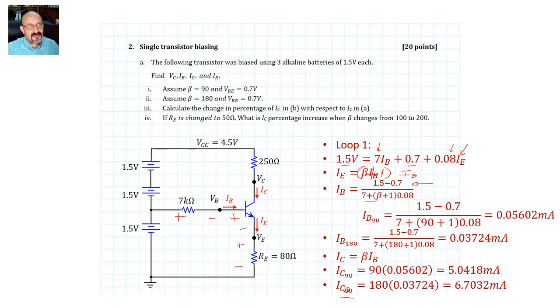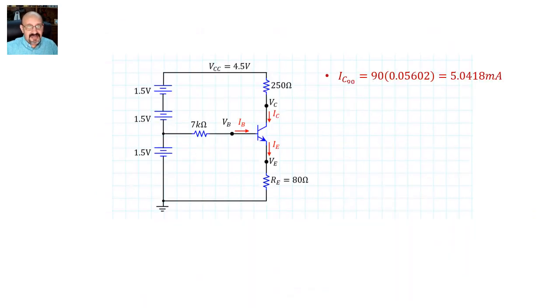Well, I guess just for completion, we can find the voltage on the collector, and the voltage on the collector we can find one way, right? It's 4.5 volts minus the voltage across the 250 ohm resistor. It's current times resistance, right? So we can do it. So let's do it here.